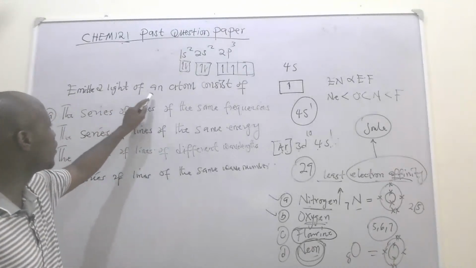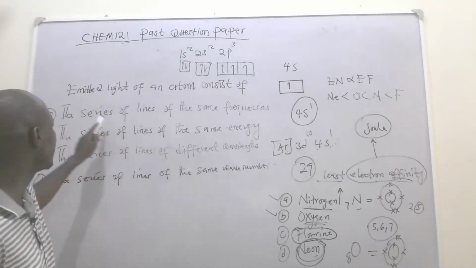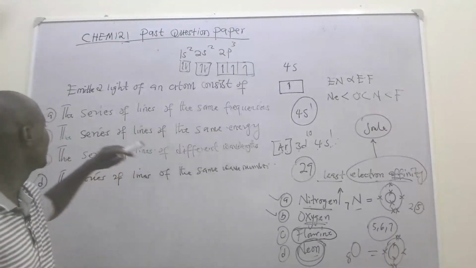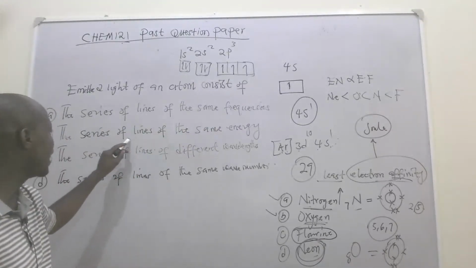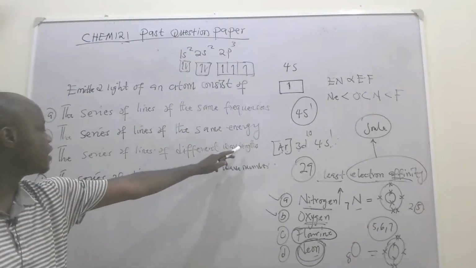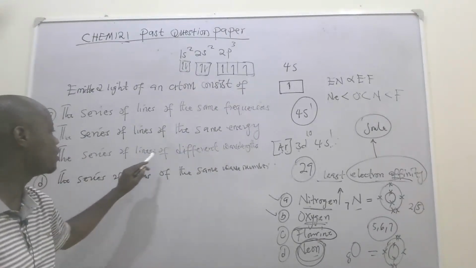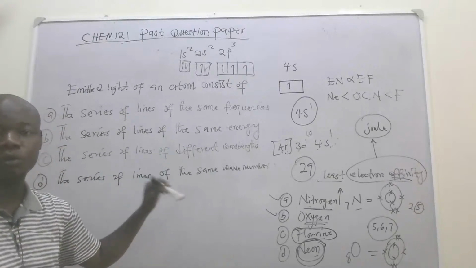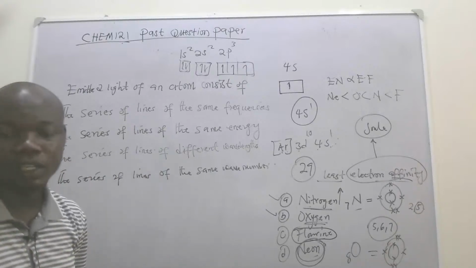Emitted light of an atom consists of: A, the series of lines of the same frequency; B, the series of lines of the same energy; C, the series of lines of different wavelengths; D, the series of lines of the same wave number. Please, what is the answer?